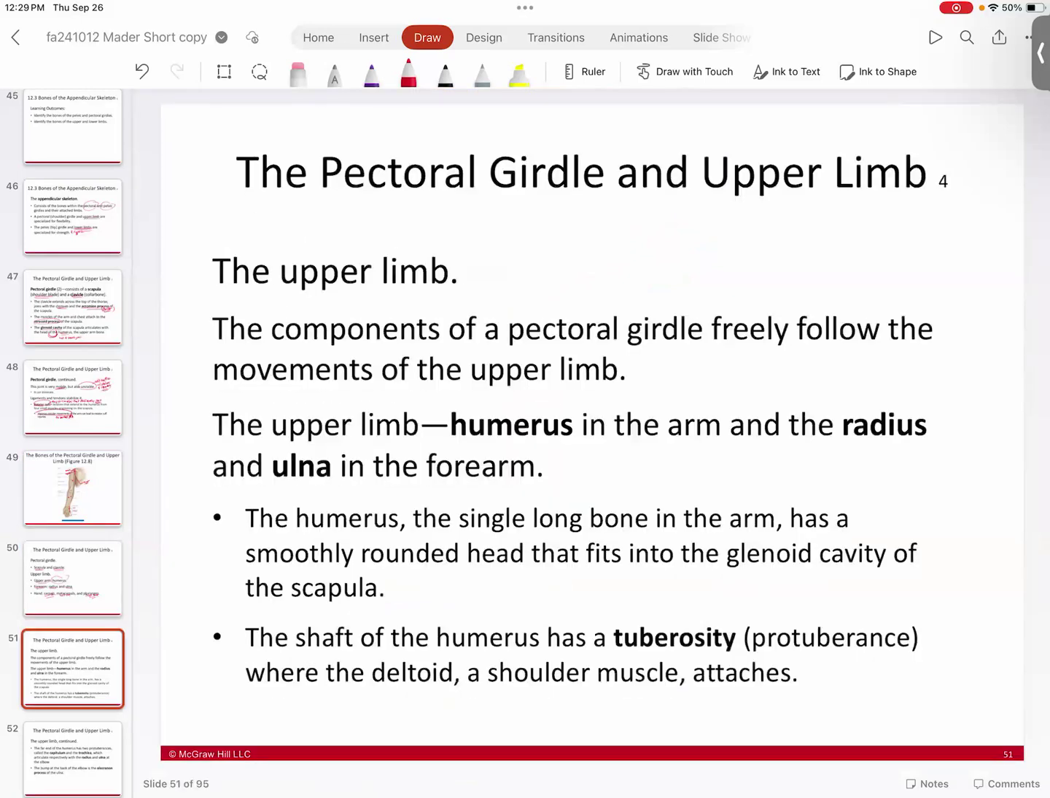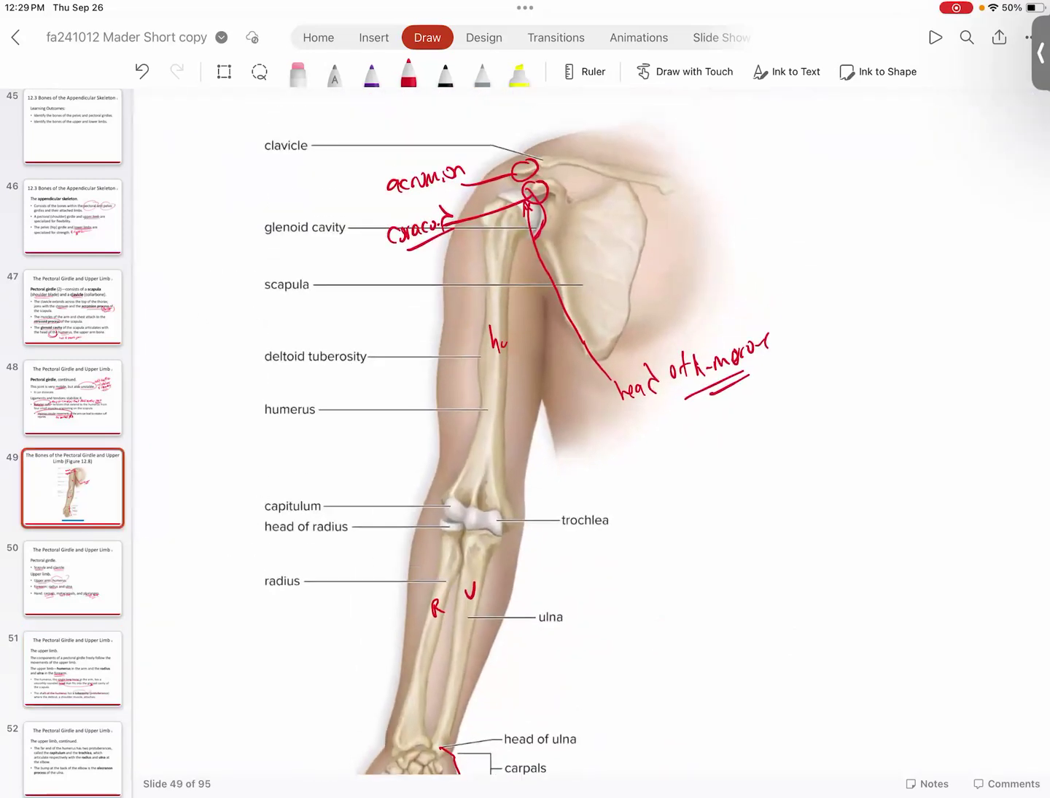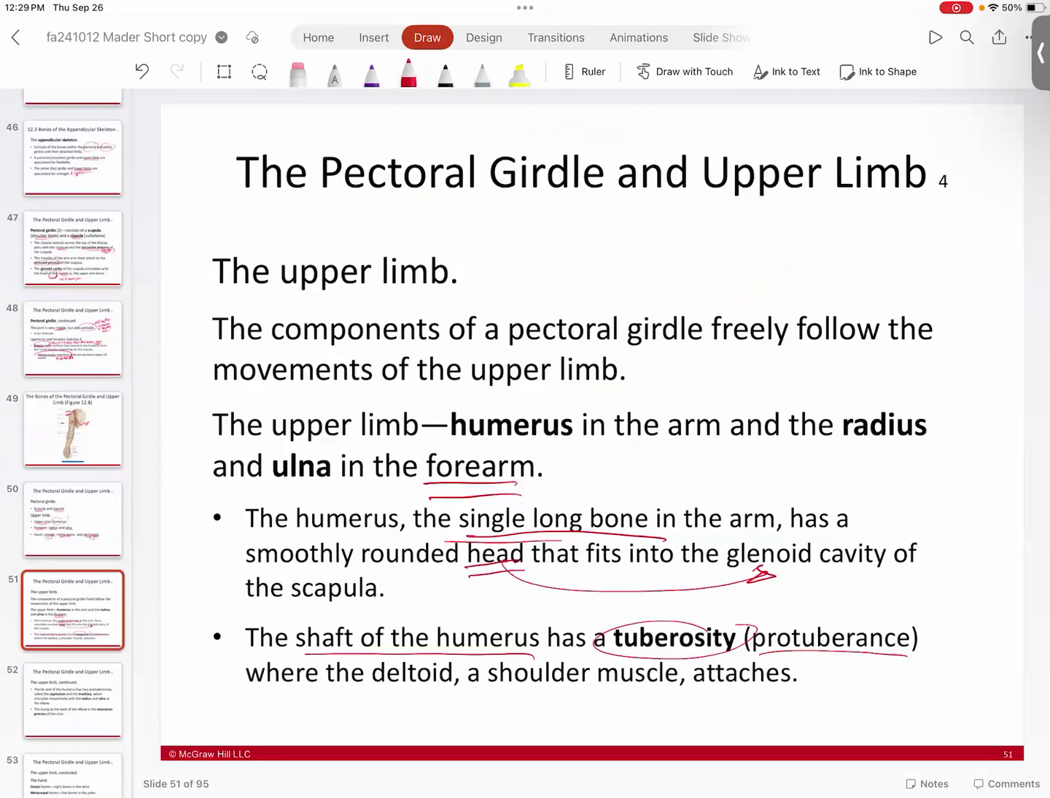Okay, so in terms of upper limb, the humerus is in the upper arm, and then the radius and ulna are in the forearm, giving you forearm movement. The humerus is a single long bone, and it has pretty much a smooth, rounded head that fits into the glenoid cavity of the scapula. And then the shaft of the humerus has a tuberosity or a protuberance, right? That's basically this guy right here, this little bump right there. That is called a tuberosity. Tuberosity is an A&P term for a bump of some structure.